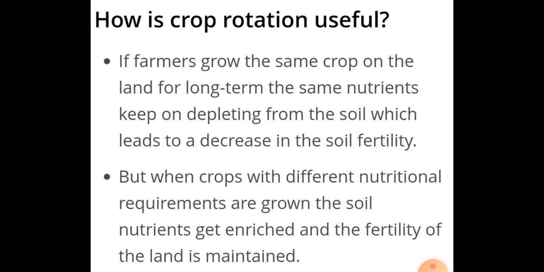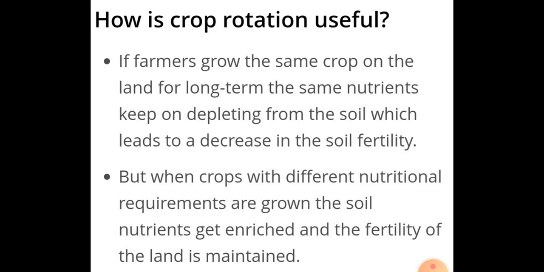Now how is this crop rotation useful? If the farmer grows the same crop on the land for a long time, what will happen? The same nutrient is used by that crop, so it will cause depletion of that nutrient in the soil, and thereby the fertility of the soil will decrease. So this is the main advantage, it retains the soil fertility. Soil fertility को maintain रखता है crop rotation.